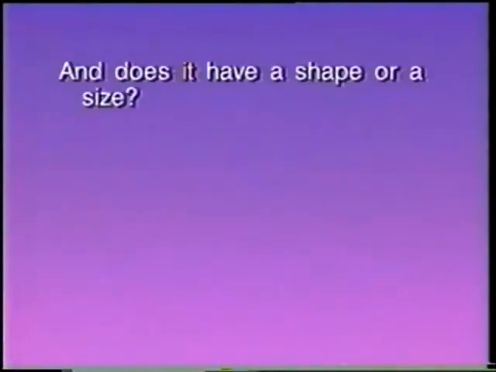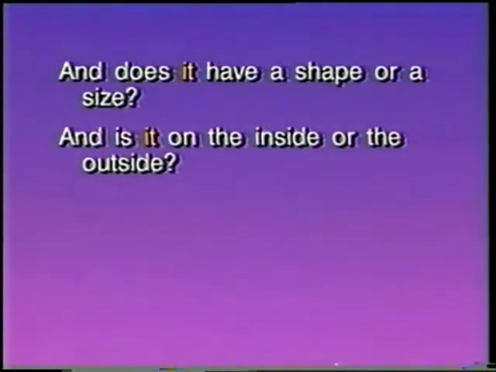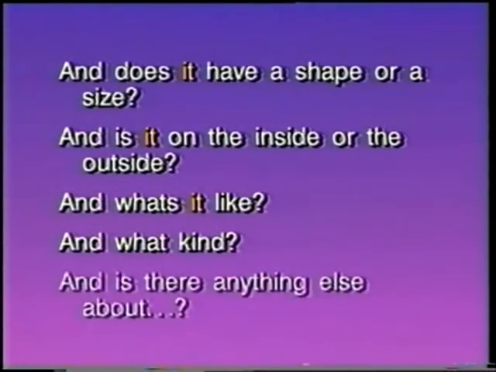The next stage is to ask, and does it have a shape or a size? And you'll notice here the use of the personal pronoun it. And the use of it helps to differentiate the ownership of the particular metaphor and establish it as a separate entity from the I-ness of the client. And is it on the inside or the outside? That again helps to establish location. And what's it like? That is the simile. And what kind? And is there anything else about? So these are the questions that we use to establish and to give birth to a metaphor from a feeling word or a thought word.